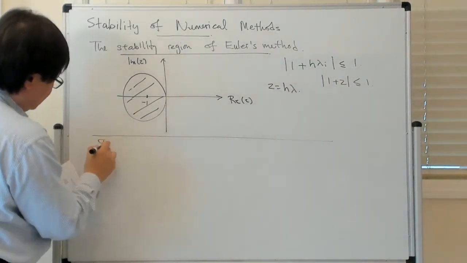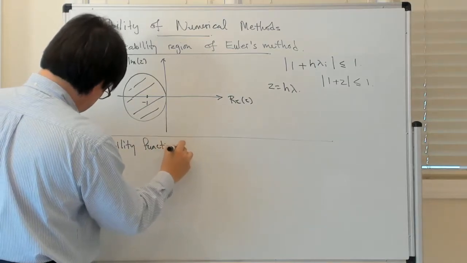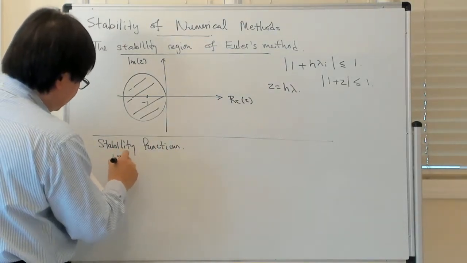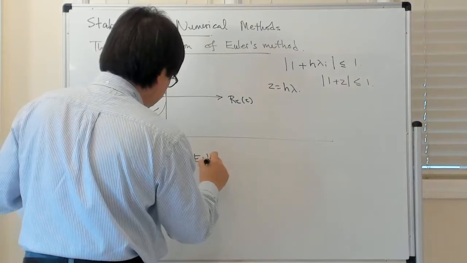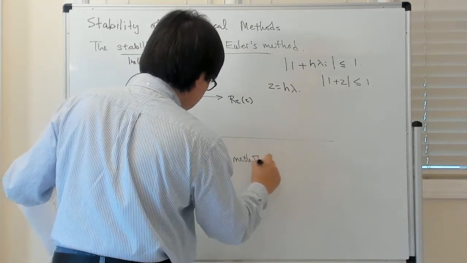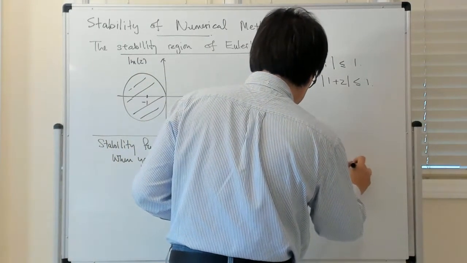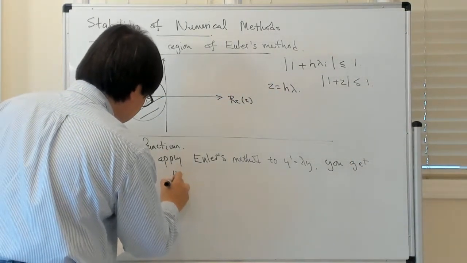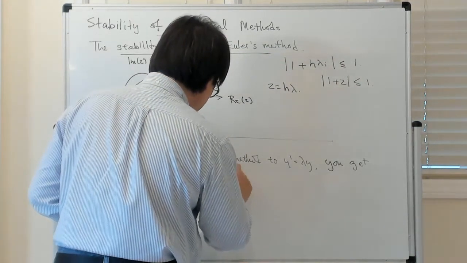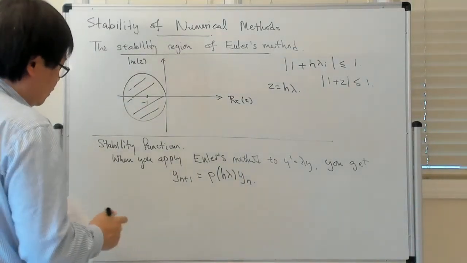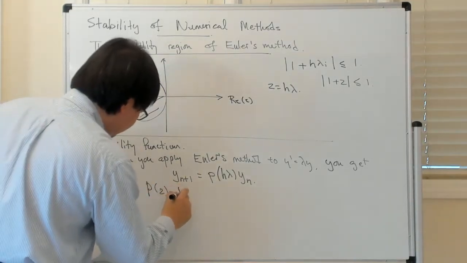Okay, so let's say a little bit about what are called stability functions. So when you apply Euler's method to y prime is equal to lambda y, you get that basically y n plus 1 is some polynomial of h lambda applied to y n, where this polynomial p of z is equal to 1 plus z, okay?